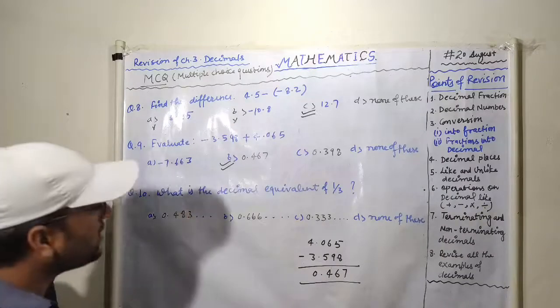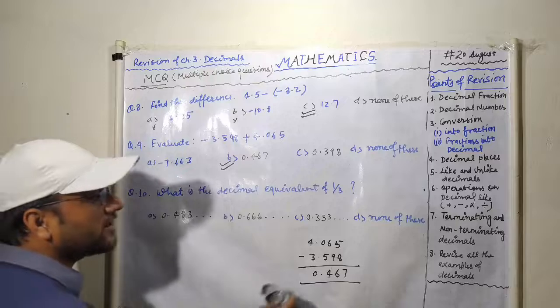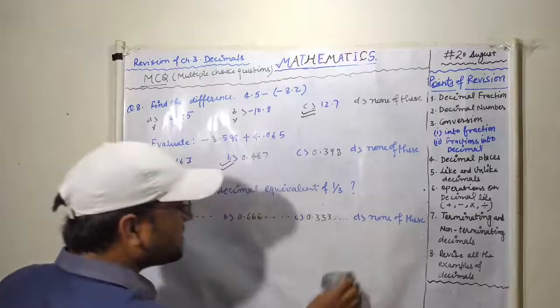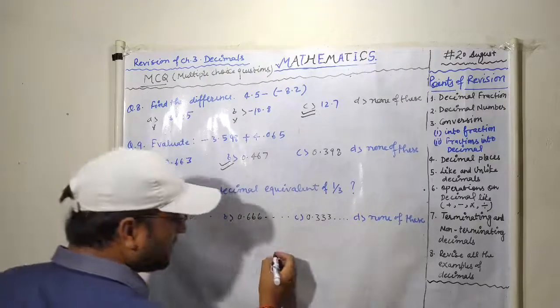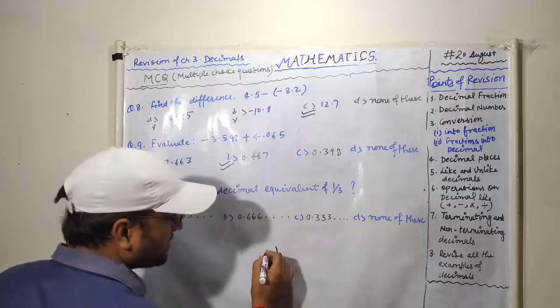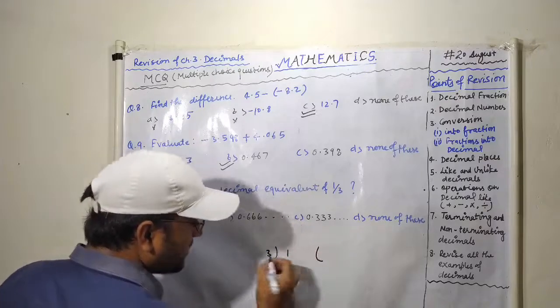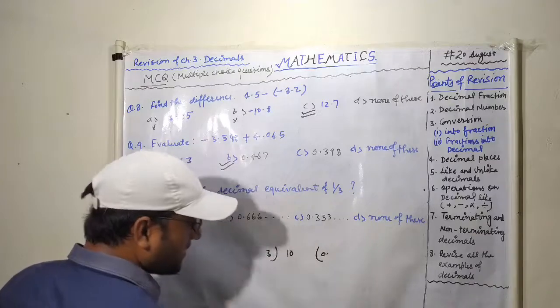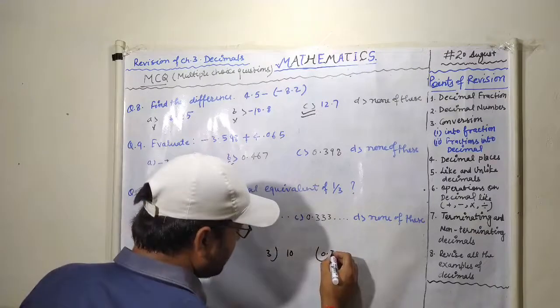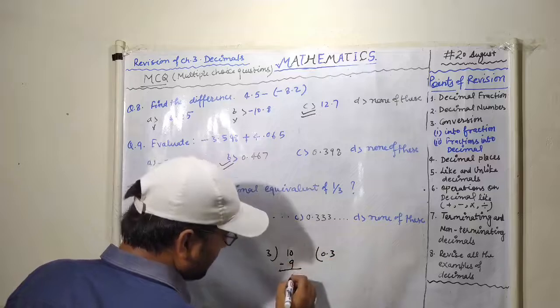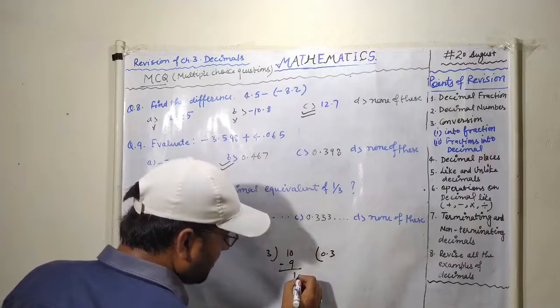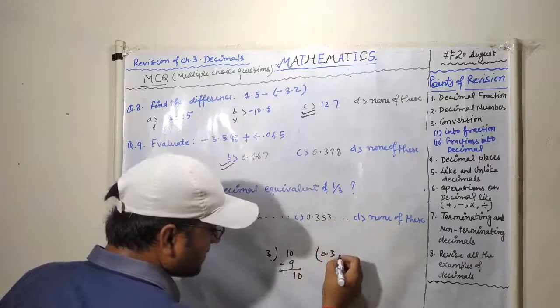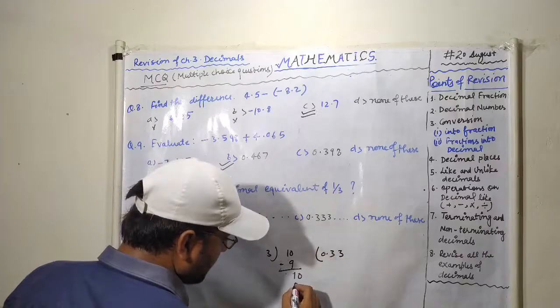What is the decimal equivalent of 1 upon 3? So change this 1 upon 3 into a decimal. Then you will see which option is going to be correct. 1 is not divisible by 3. So take the decimal point. So 10. 10 is divisible by 3. 3 times 3 is 9, remainder 1 again. Then since you have taken a decimal, you add a 0 in each step.